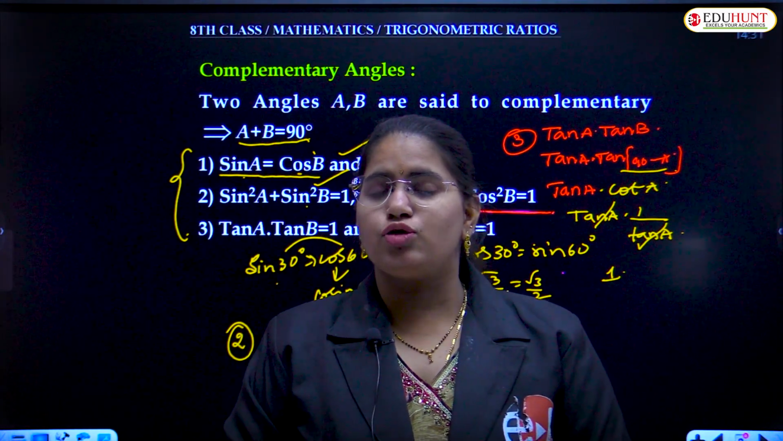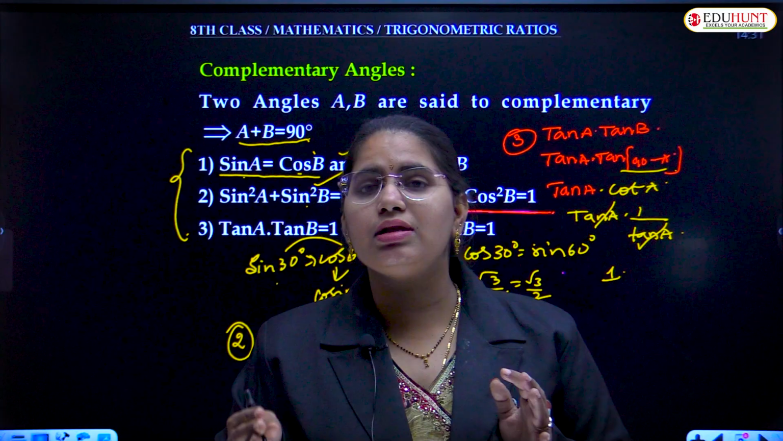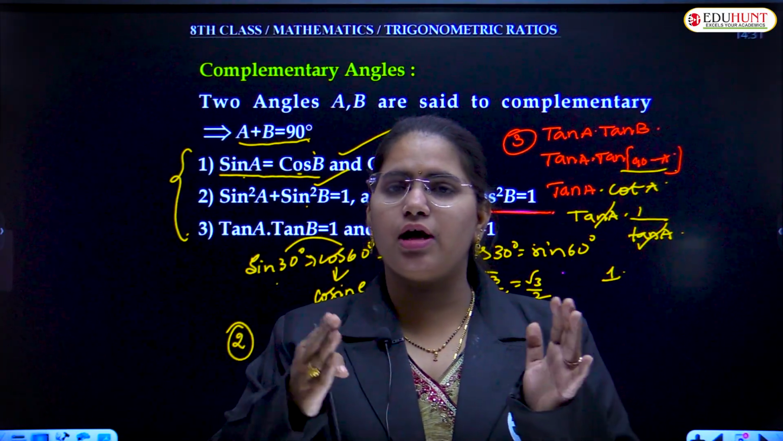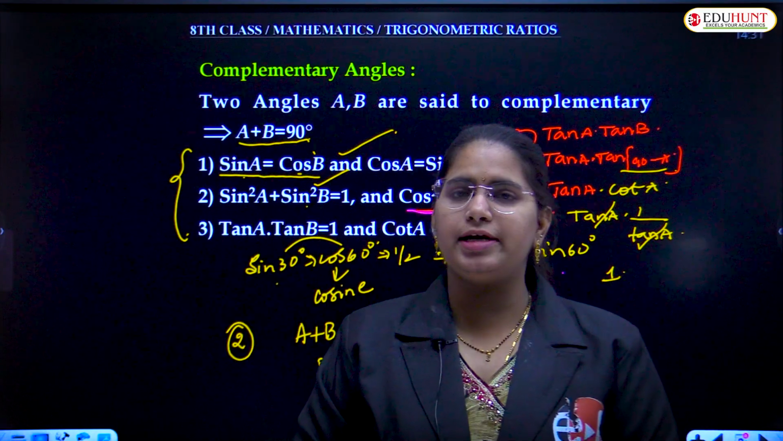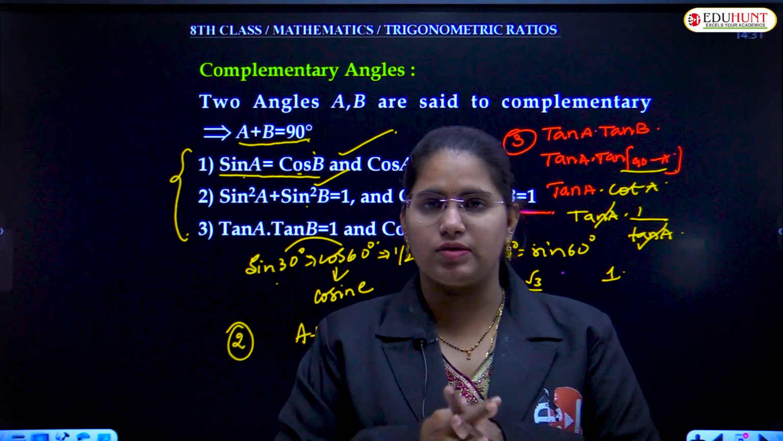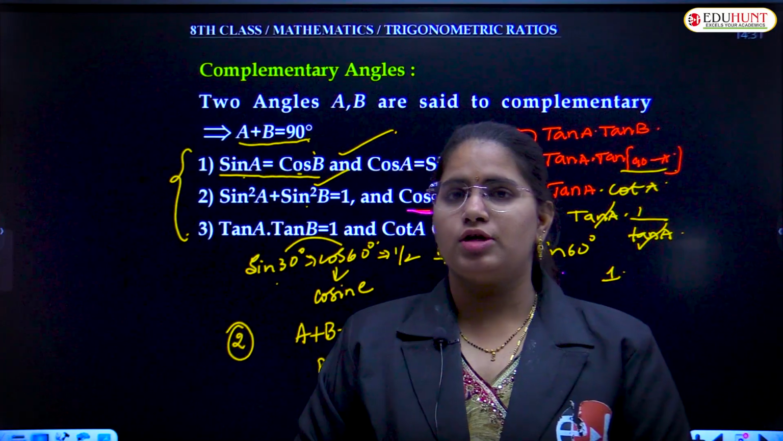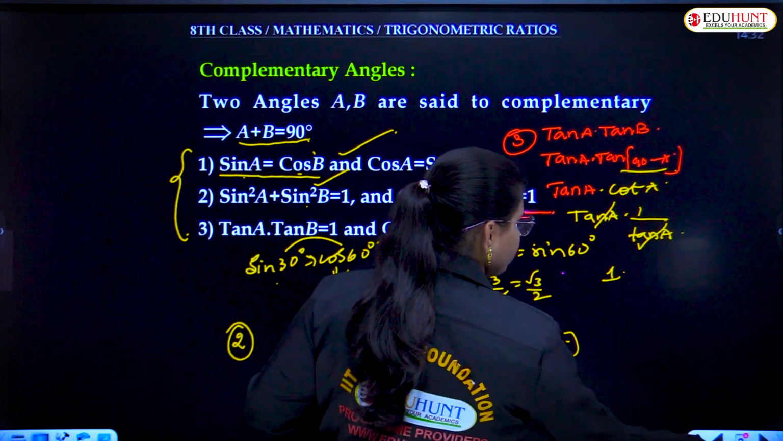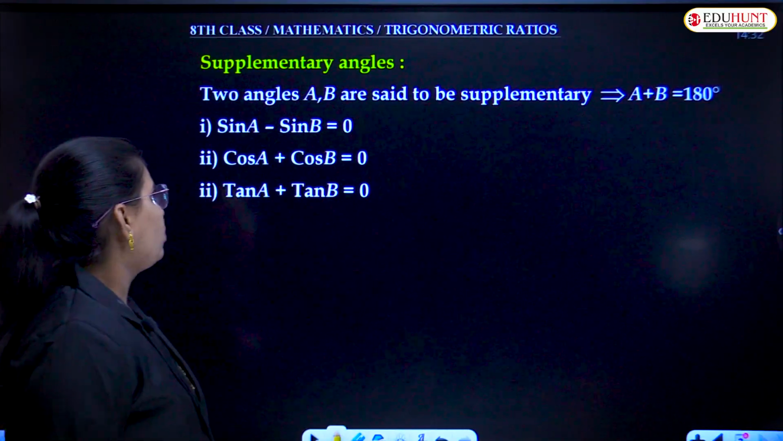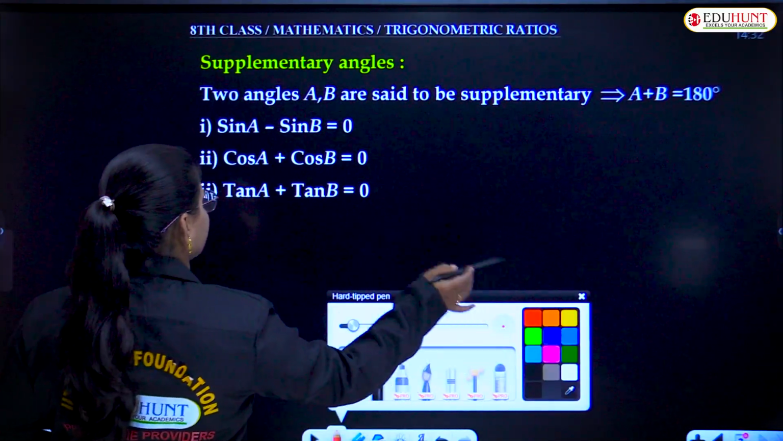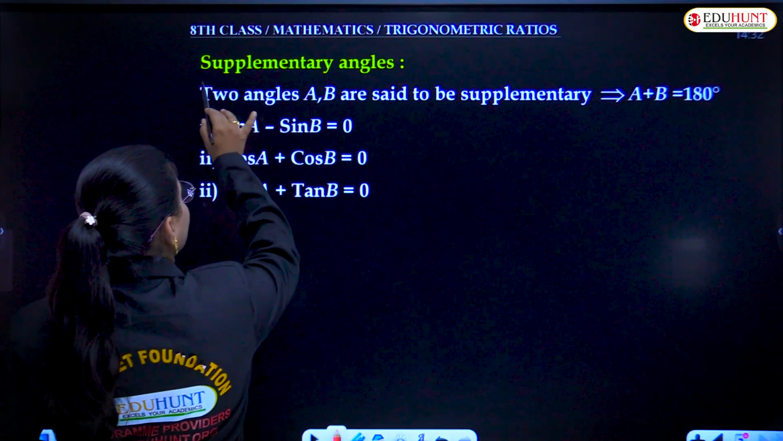Excellent. Those types of angles are called supplementary angles. If A and B add up to 180 degrees, those types of angles are called supplementary angles. So let's get back to the definition of supplementary angles here. What is the next concept? It is the definition of supplementary angles.